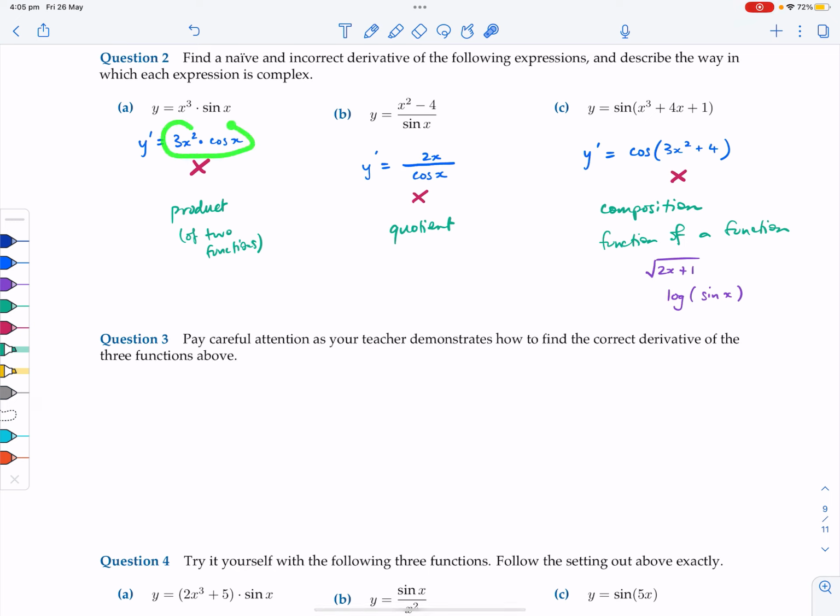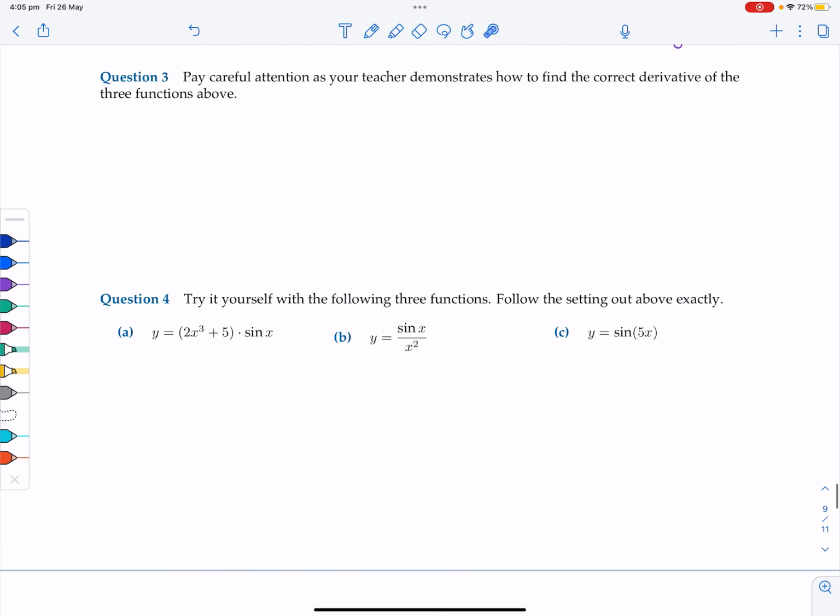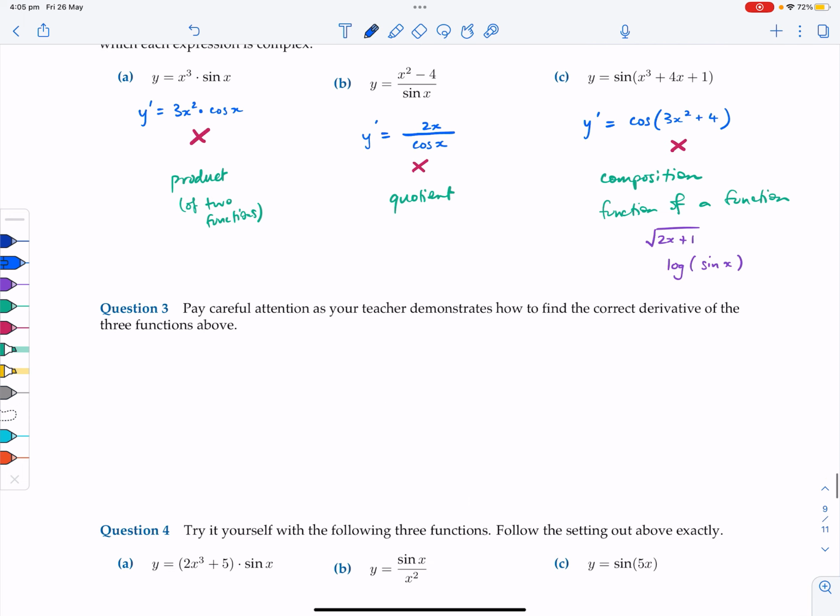You can have a product of them, you can have a quotient, and you can put one inside the other, right? Now, plus and minus, of course, you can add two functions to get a new one, but differentiating the sum of two functions, that's no problem, right? You just do it. Okay, question 3. Pay careful attention as I demonstrate how to find the correct derivative of these.